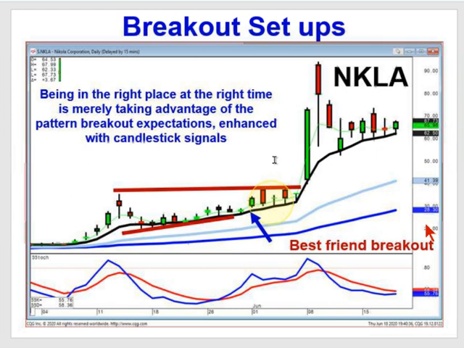So you always buy near the top? No, not necessarily. Ron.